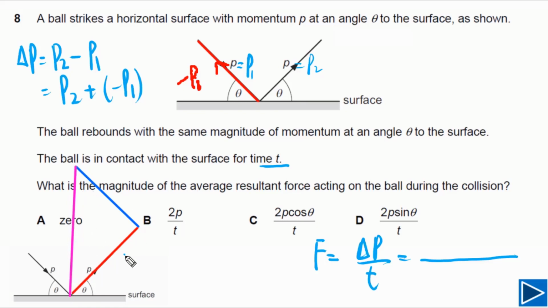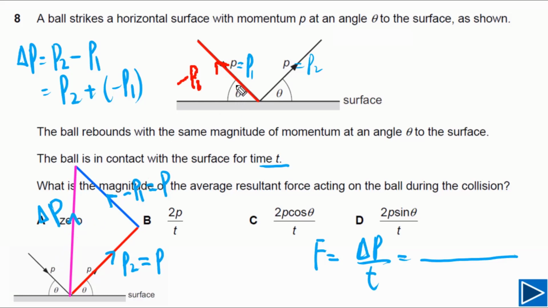This is our vector P2. So let me label first of all. This is P2 and this is minus P1. The magnitude of this one is equal to P, and the magnitude of this one is also equal to P. And this vector, let me draw arrows here. So this is P2 and this one is P1. And this is our vector delta P, meaning the difference between these two. So this is delta P.